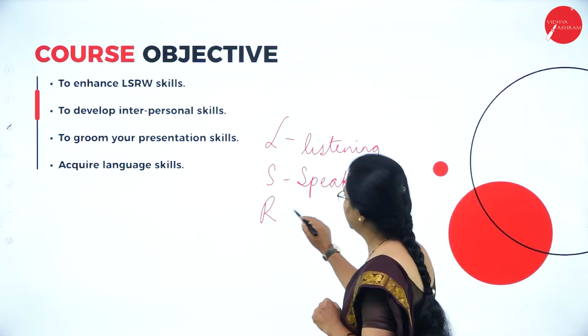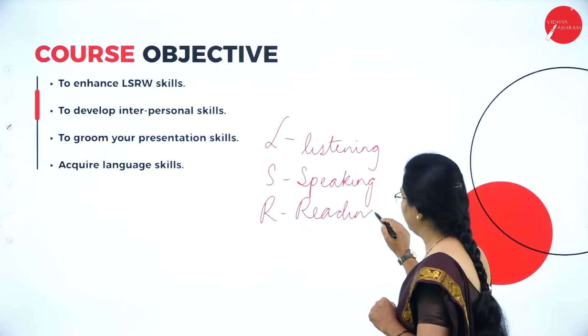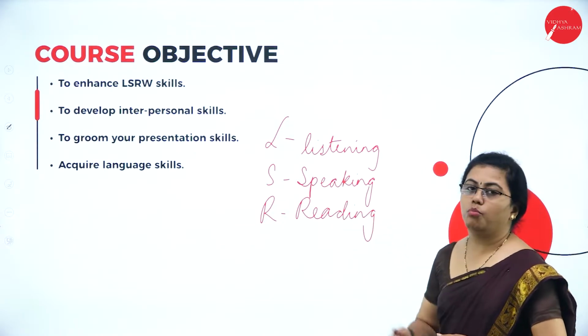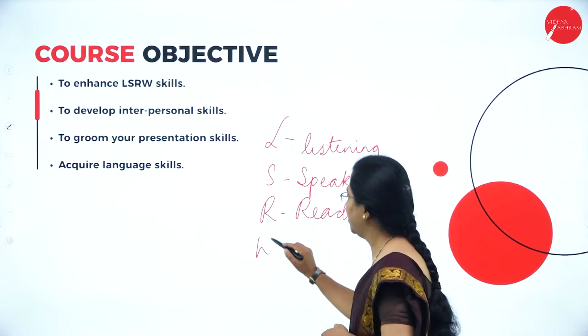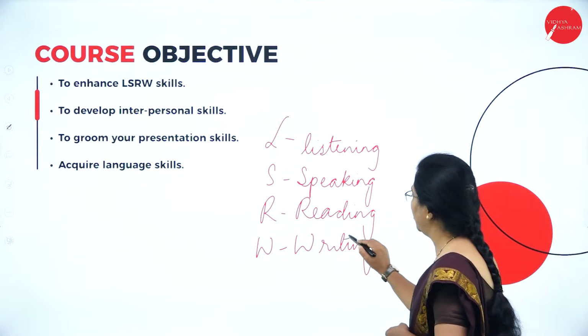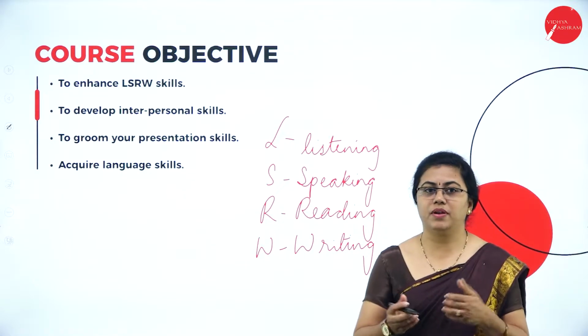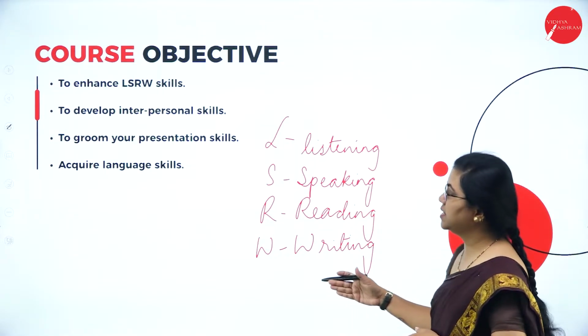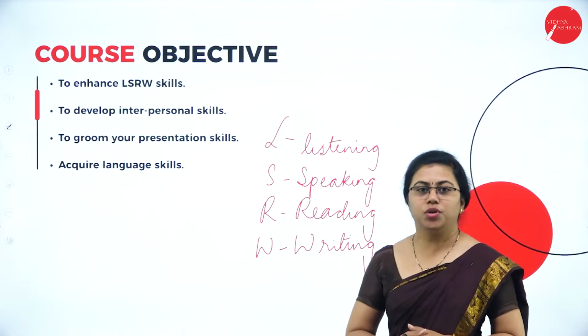Then we have R, that is reading. Yes, you have been developing this reading skill right from a very young age, but this will be more now. And at last we have W, that is the writing skill. That is very much needed for your professional development, whatever you are going to take up further. So these are the skills that this syllabus is going to cater to.